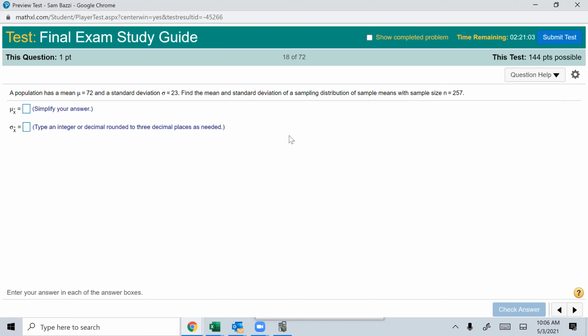A population has a mean of 72 and a standard deviation of 23. Find the mean and the standard deviation of the sampling distribution of sample means with a sample size of n equals 257. This is the central limit theorem. We're getting to the good stuff here. And let me show you guys.